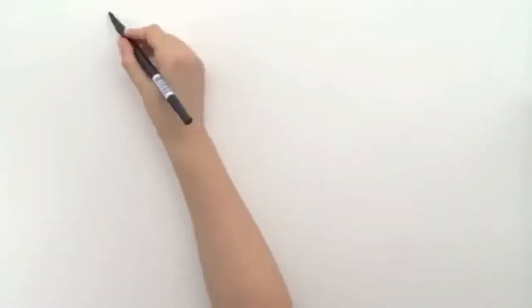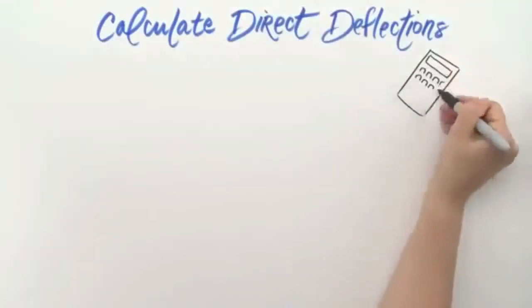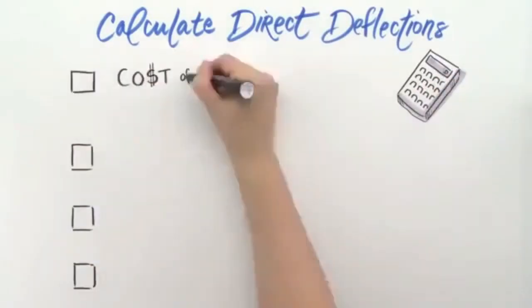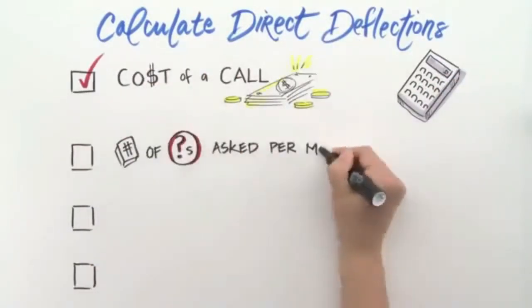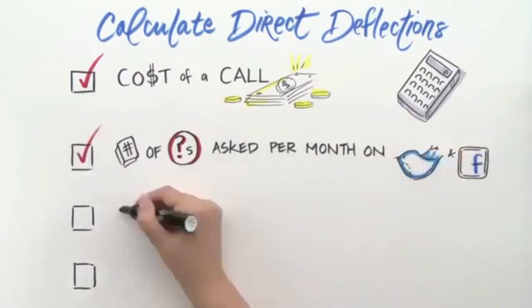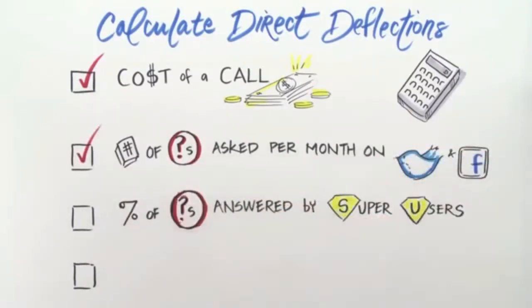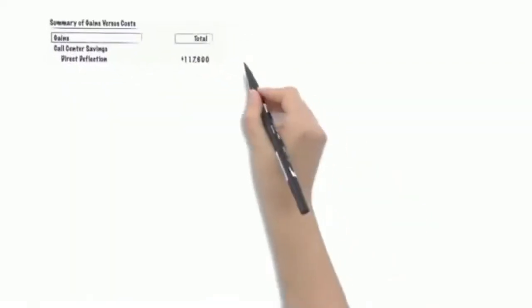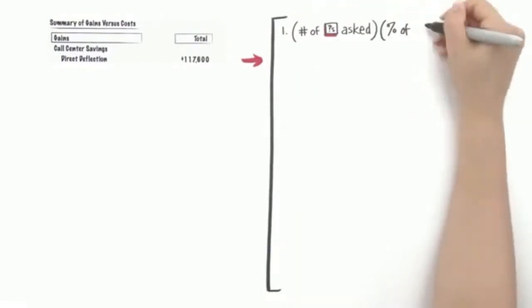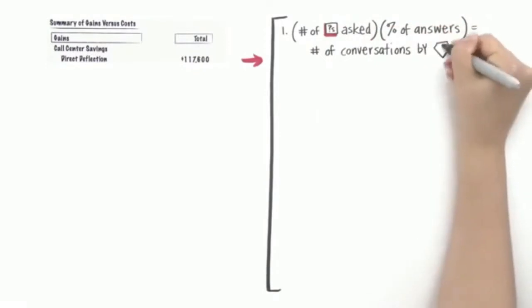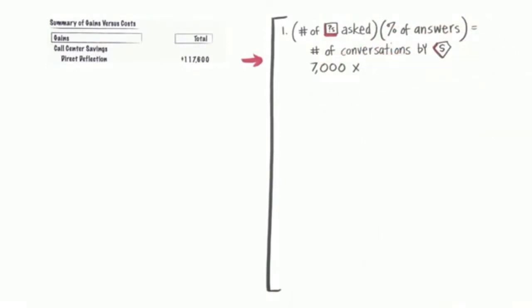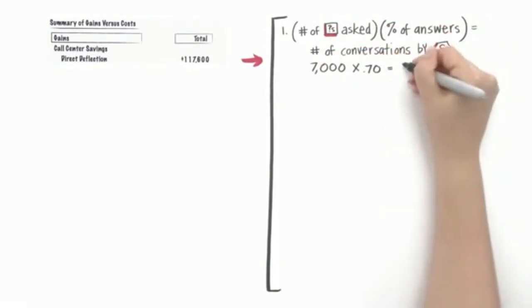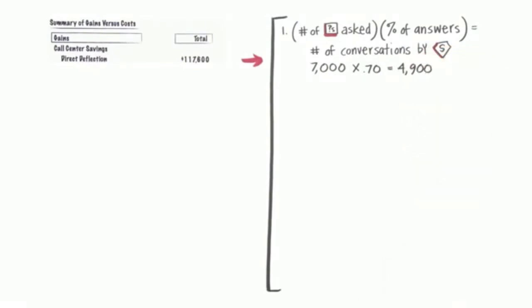Now I'll show you how to calculate direct deflections. You'll need the following information: the cost of a call, the number of questions asked per month on social networks, the percentage of questions answered by super users, and the percentage of questions deflected. With this information, you can calculate the actual savings that result from call deflection. It goes like this. First, multiply the number of questions asked with the percentage of questions answered. With our assumptions, that would be 7,000 questions multiplied by 70% for a total of 4,900 questions being answered.